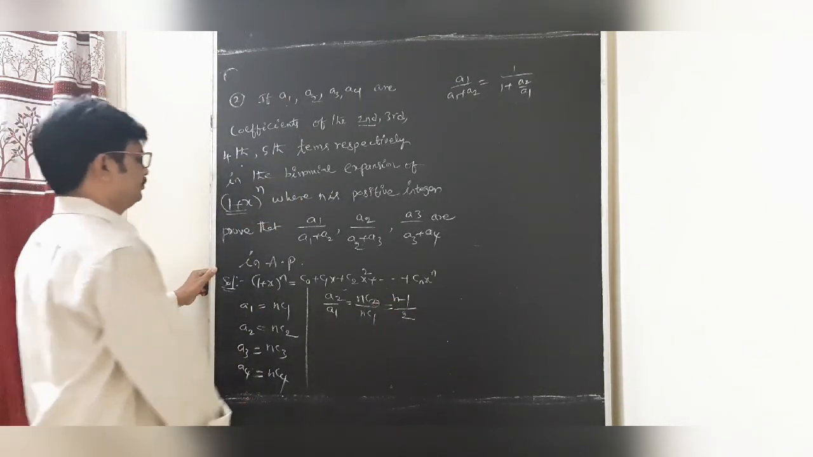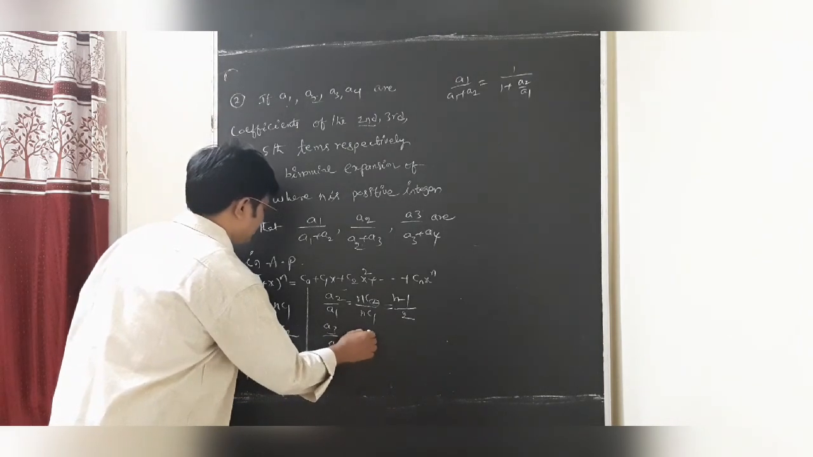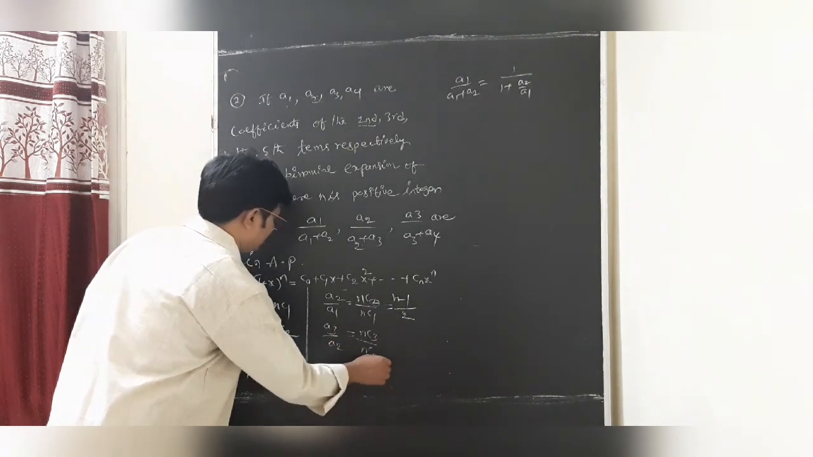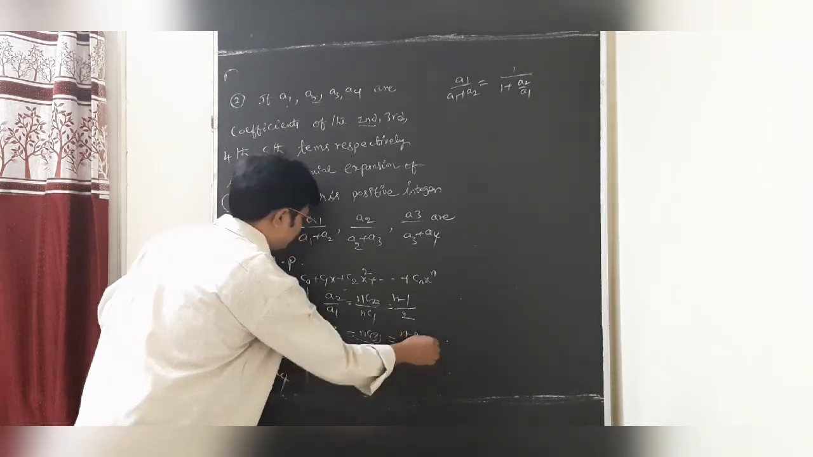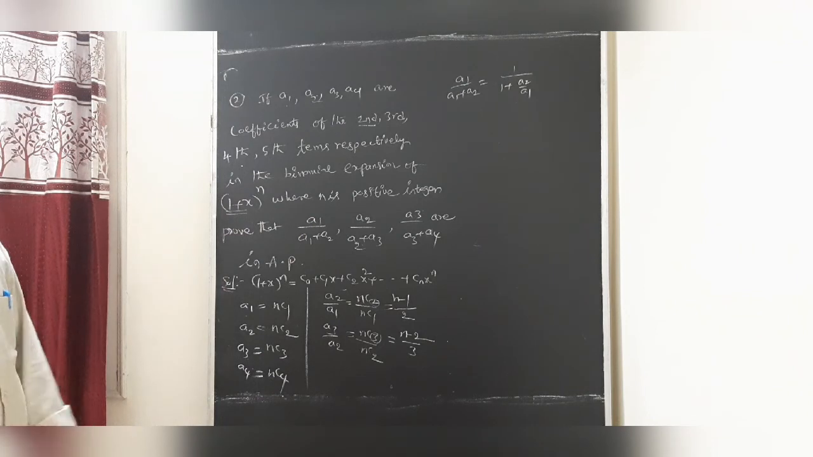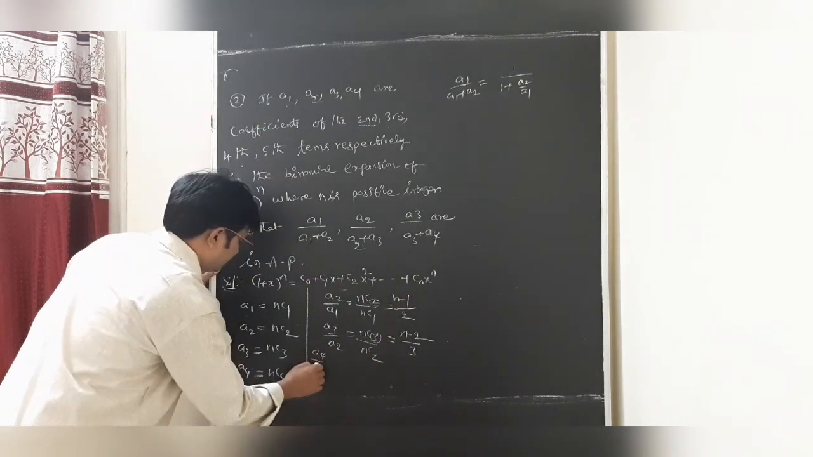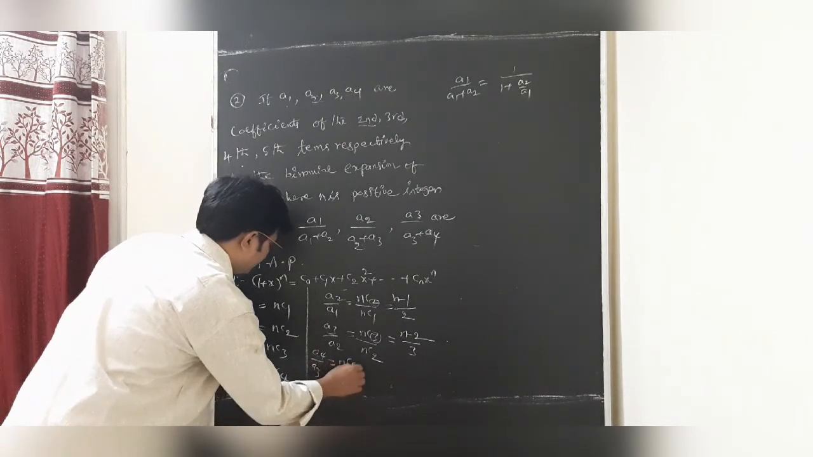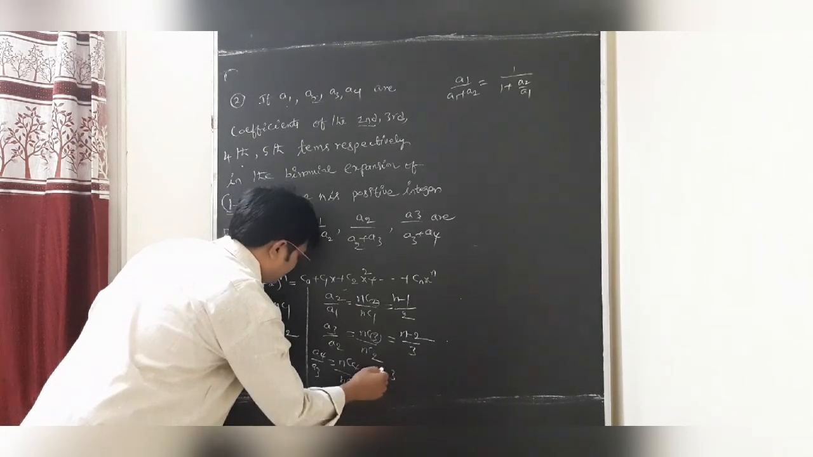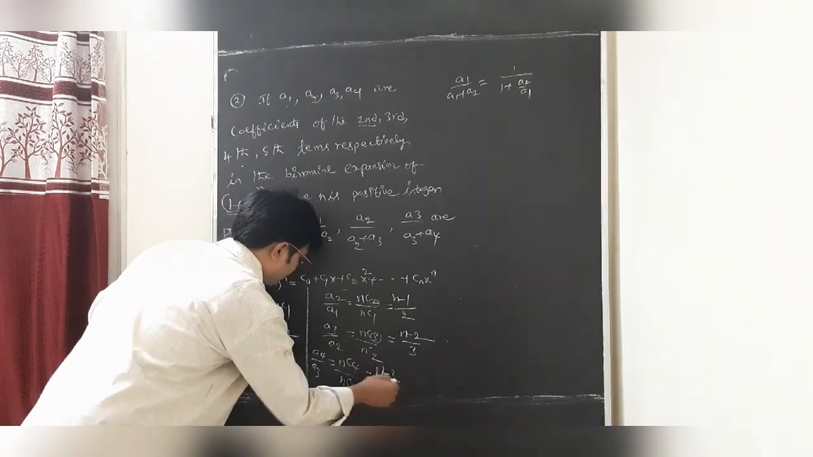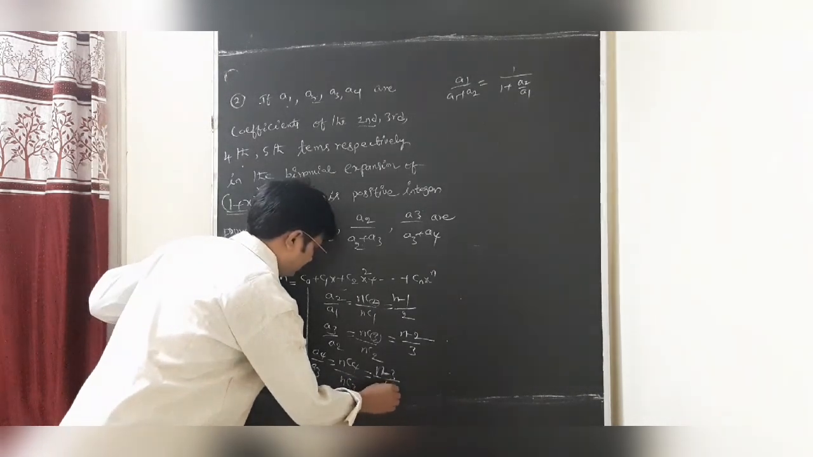After that, A3 by A2, that is NC3 by NC2. Suffix 3 is there, this is n minus 2 by 3. This is the method. Now A4 by A3, that is NC4 by NC3, n minus 3 upon 4.